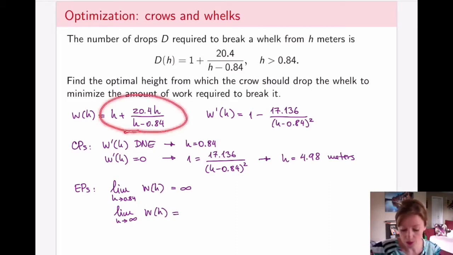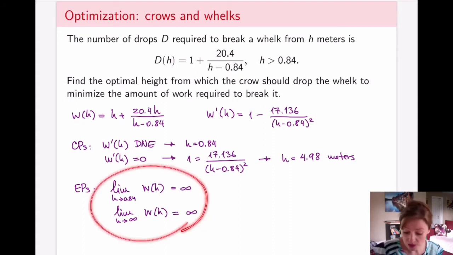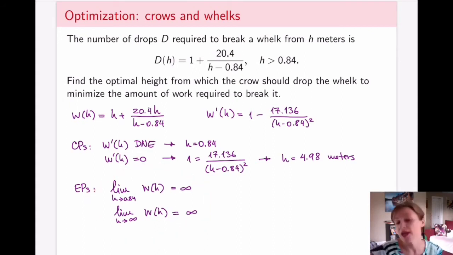And again, I'm computing the limit of my actual function that I'm plugging it back into. This will go to infinity and this will go to 1. So overall, my limit will be infinity, which is really not that surprising, right? Neither of these things are terribly surprising. If the crow is to drop the whelk from the minimum possible height of just under a meter, it will probably take it forever to break the whelk because the height is just not enough to create the amount of force required to break the shell.